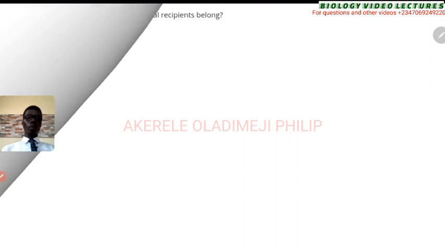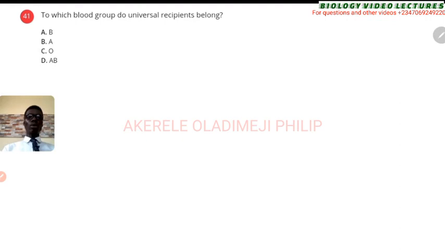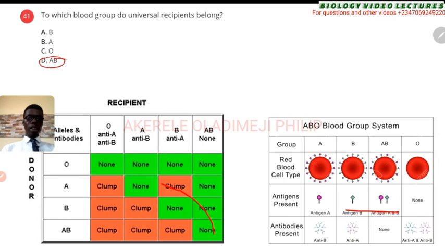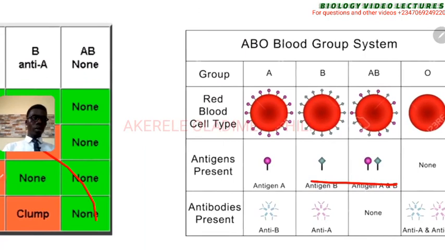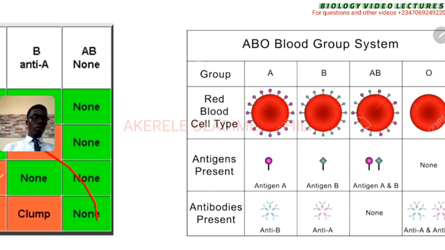To which blood group do universal recipients belong? That means they can receive blood from everybody, and that blood group is blood group AB. How can they do that? The reason is because, let me start from here. Blood group AB here have antigens, but don't have antibody.